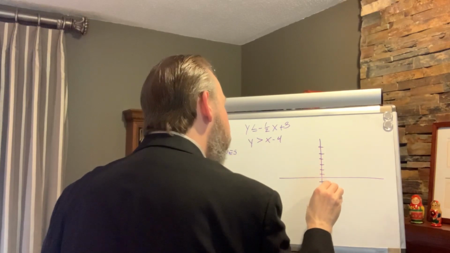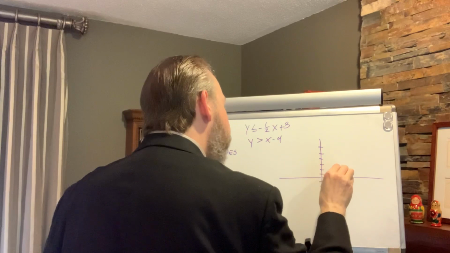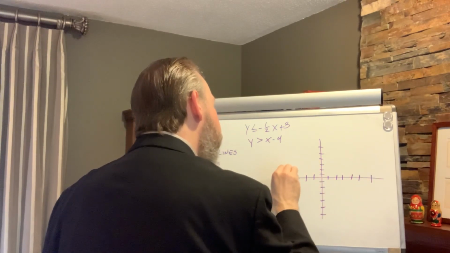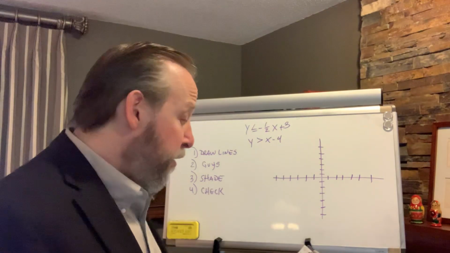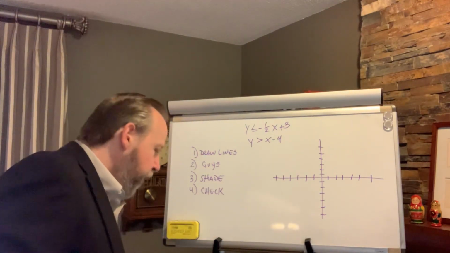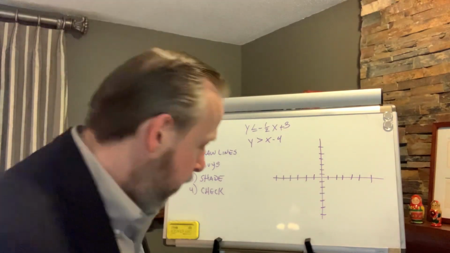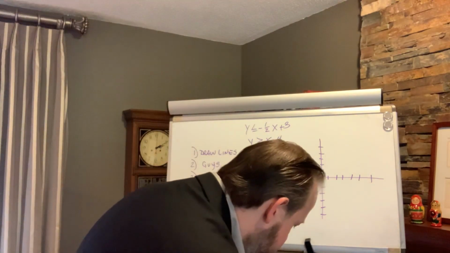Let's just do 6 all the way across. And again, if you have graph paper, you should probably be using it. What's the first thing I want to do? Well, because I'm drawing more than one line, I'm going to use more than one color just to differentiate.